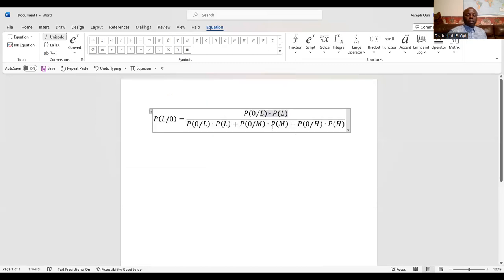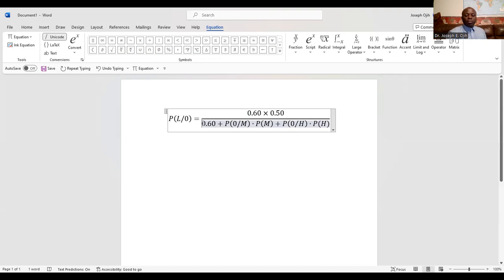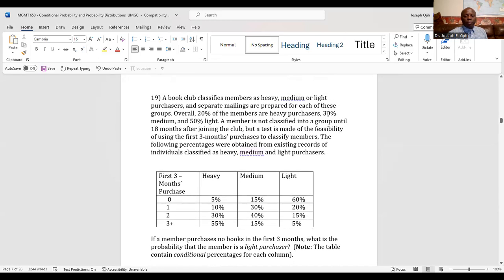So you have 0.60 times 0.50. Then here we have the same thing because it's still the same formula term: 0.60, I'm going to put parentheses so that it will follow order of operations, times 0.50, plus this one, which is 0 given medium. We have that as 0, no purchase, given medium, as 0.15 times the probability of medium, which is 30%, which is 0.30 for the medium.